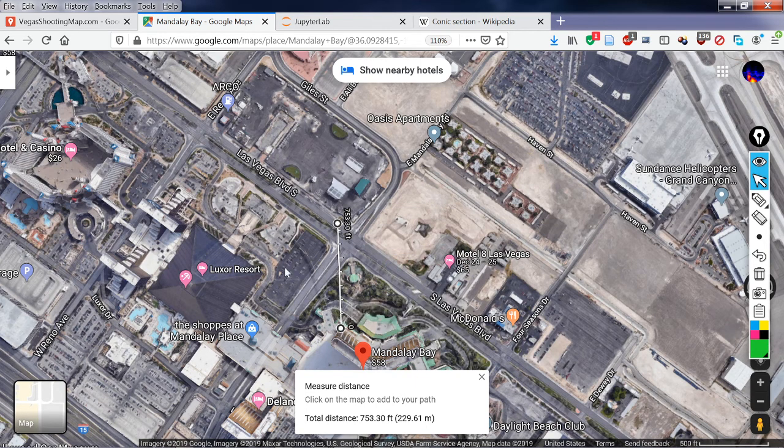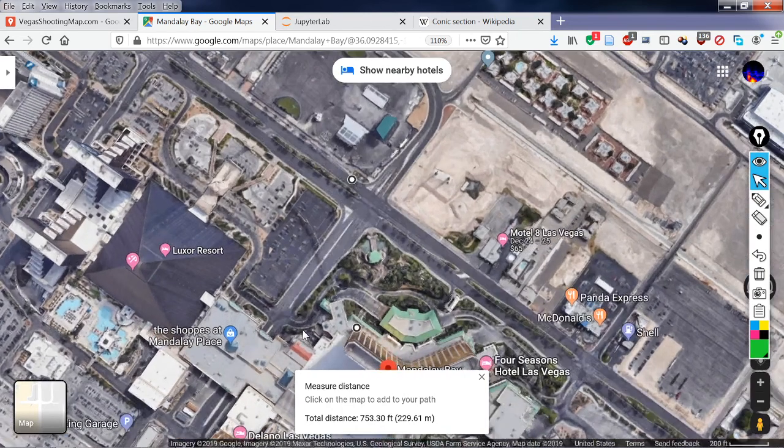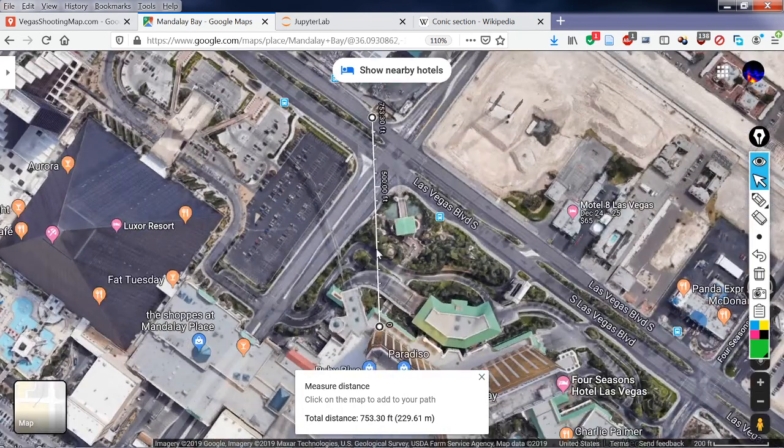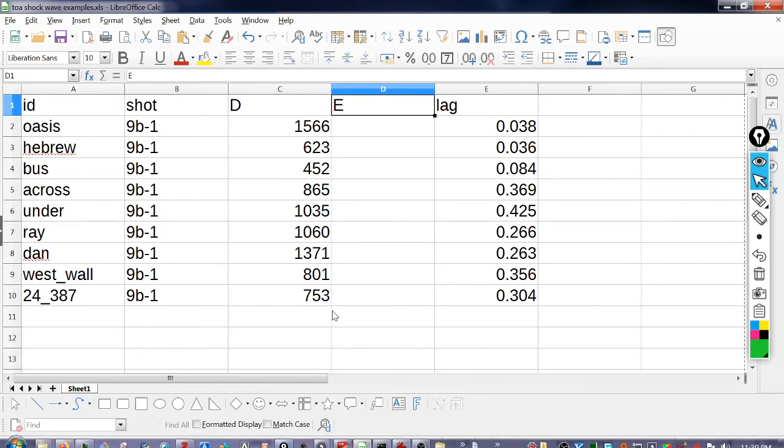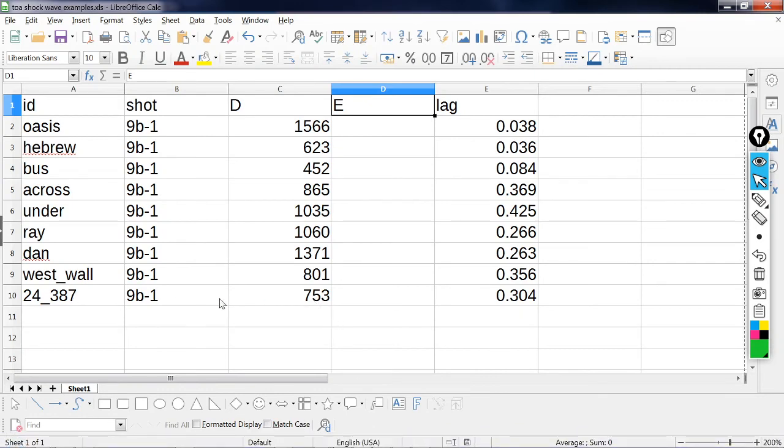Okay, then what I would do is go over to Google Maps and measure the distance with this, so I don't have to do it. And you notice that I'm measuring from the base of Mandalay Bay to, in this place, where the cop was, and the distance is 753 feet, so I should have 753 yes for the cop. And I did that for each one of them. Now that gives me the ground distance. It doesn't give me the Euclidean distance. And I'm going to calculate the Euclidean distance.